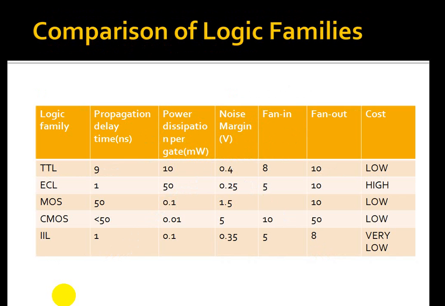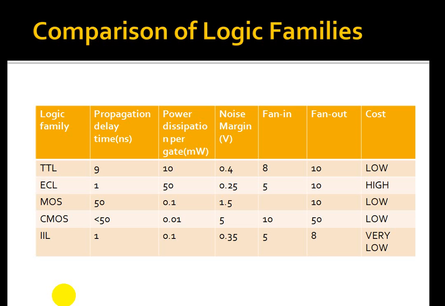So let's see the comparisons between the various logic families. Here in the first column we see the names of various logic families. TTL stands for transistor-transistor logic, ECL stands for emitter coupled logic, MOS stands for metal oxide semiconductor logic, CMOS is the one we are discussing, and IIL or I2L is the integrated injection logic. The second column is the switching speed, where we see ECL and IIL are the fastest and CMOS not quite so fast. The third column shows power dissipation, which is a very important criterion, where CMOS has the least value. This is a very important advantage of CMOS.